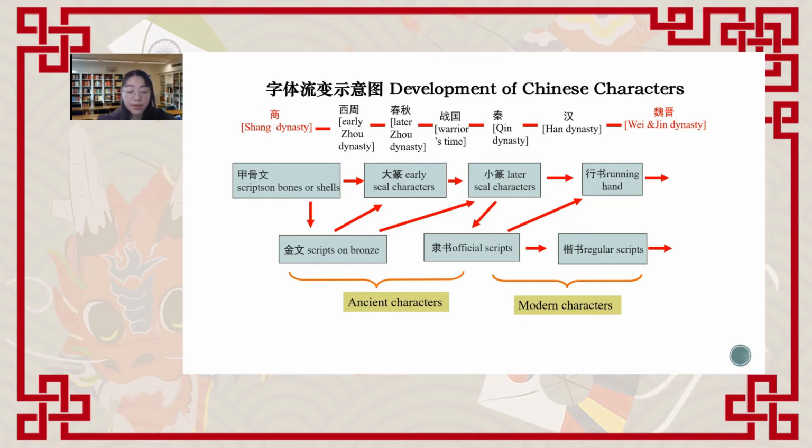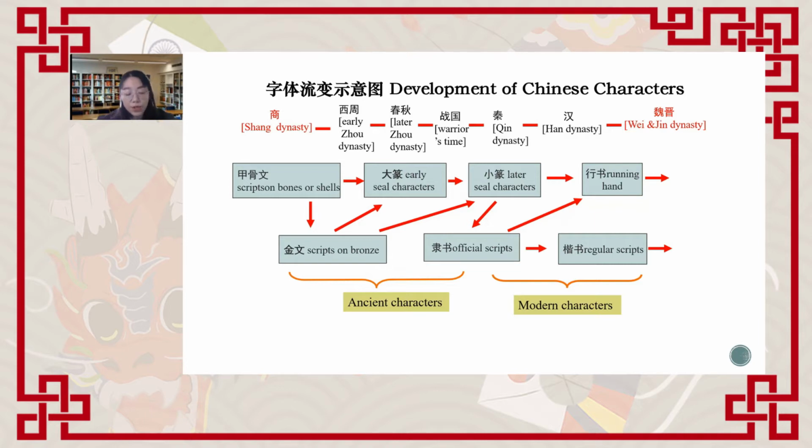From Shang to Wei Jing dynasty, Chinese characters have a lot of changes. At first, scripts were on bones or shells. We call this form of script oracle. When the time goes to the earlier Zhou and the later Zhou dynasties, earlier seal characters appeared, and later new formation, later seal characters were created in the Qin dynasty.